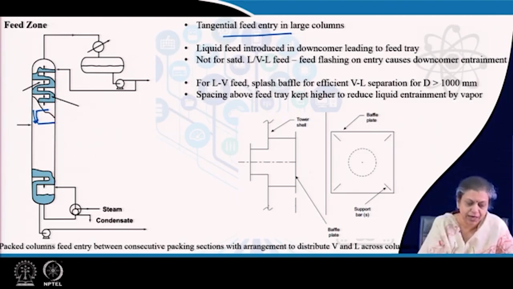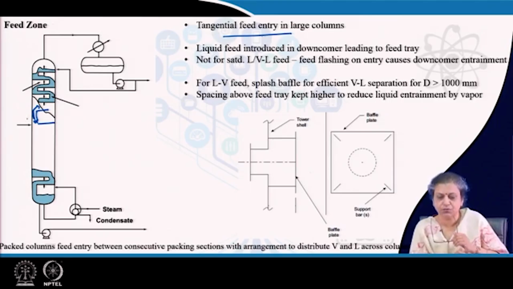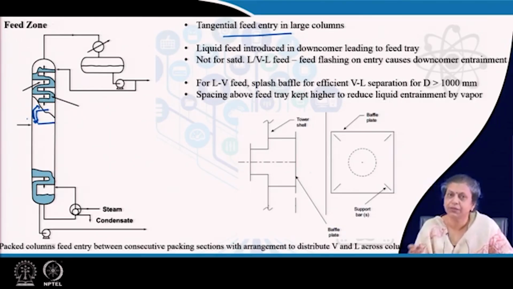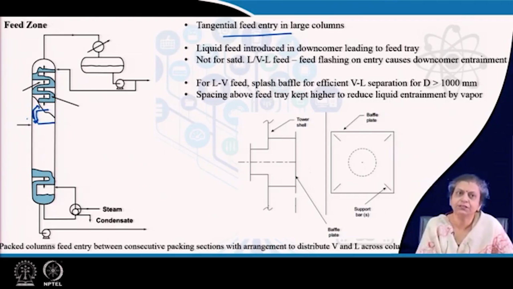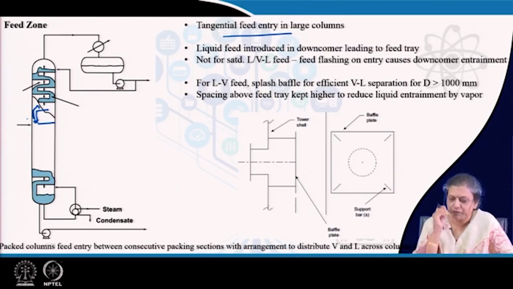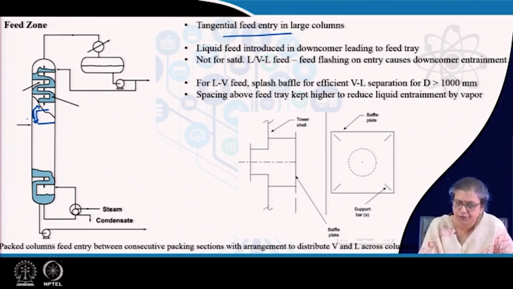So, what would this vapor try to do? It will try to rise up through the liquid here, and while it tries to rise up, it will definitely take some amount of liquid with it. This is going to lead to entrainment of the liquid from here, and this leads to something known as downcomer entrainment or downcomer flooding, which we will be discussing in more detail when we go for the design part. So, naturally for the liquid vapor feed, what we need is an efficient separation of the liquid and the vapor, such that the liquid can flow down and the vapor can flow up.